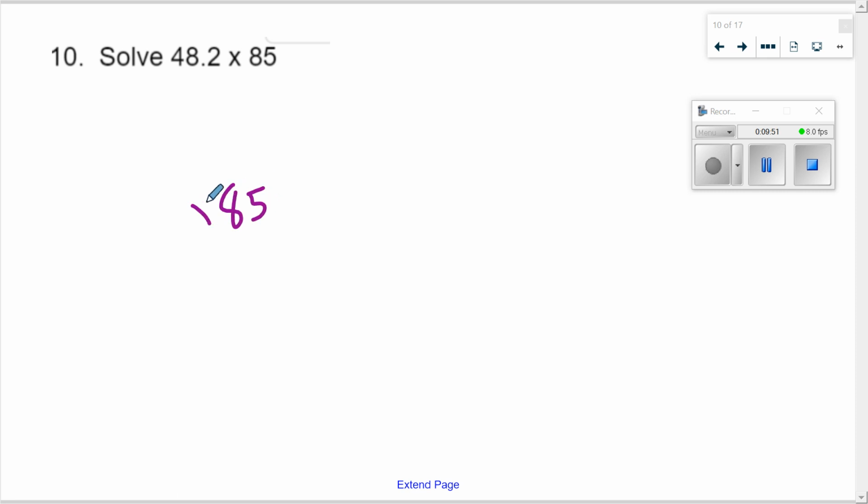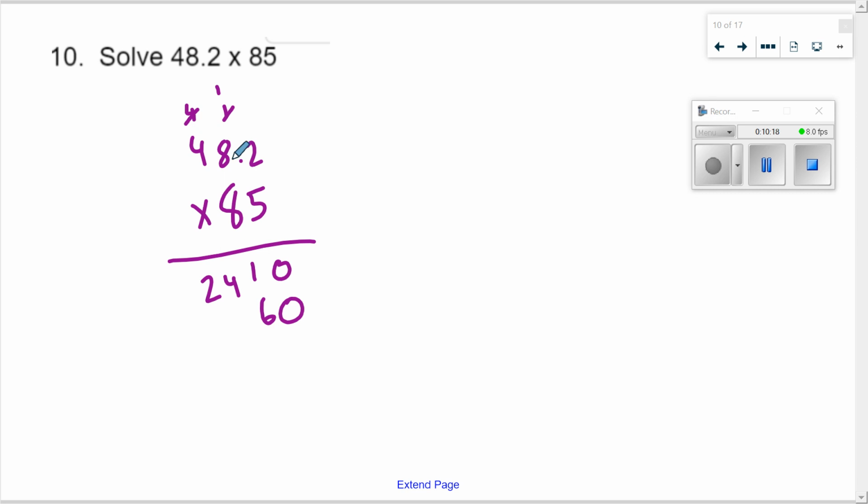Number 10, 48.2 times 85, basic just multiplication. So I'm going to do 85 times 48.2. Here we go. 5 times 2, 10, carry the 1. 5 times 4, 40, plus 1 is 41, so I put the 1 there, the 4 there. 5 times 4, 20 plus 4 is 24. Put a 0 as a placeholder there. I don't need these anymore. 8 times 2, 16. Carry the 1. 8 times 8, 64. Plus 1 is 65. So put the 5 there. Carry the 6. 8 times 4, 32. Plus 6 is 38.